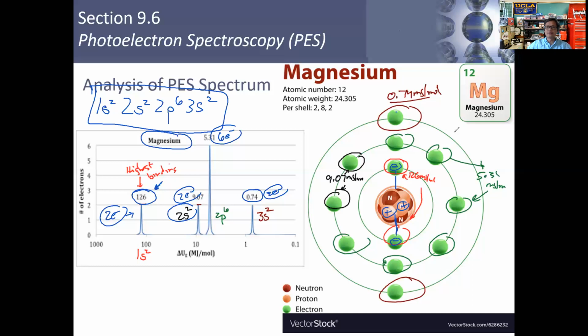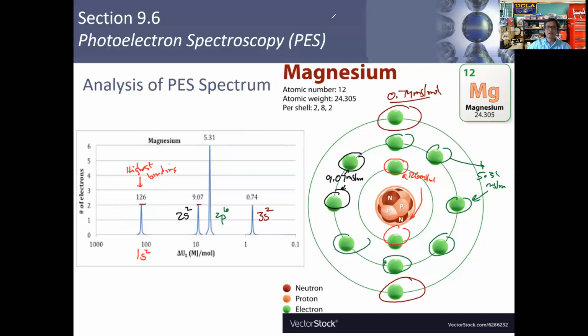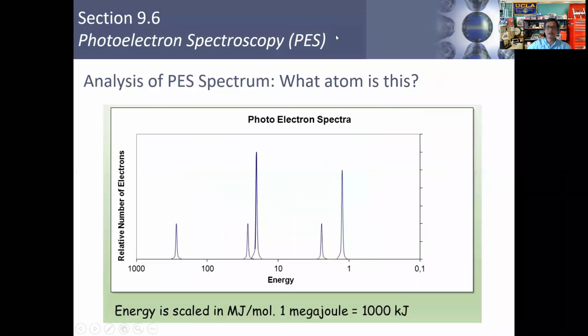Okay. All right. So let's go ahead and practice this. Let me give you a spectrum and ask you to interpret it. Take about 2 or 3 minutes here, folks. So this is the spectrum that's given to you.